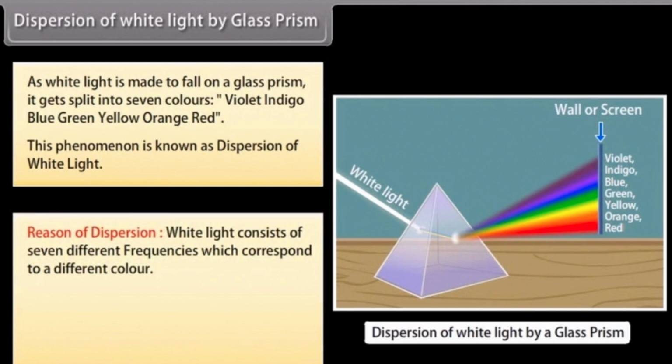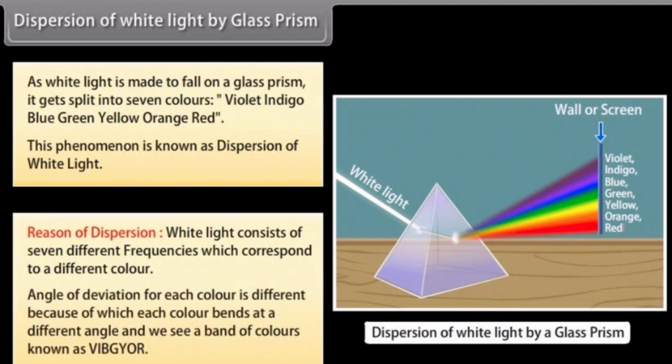Reason of dispersion. White light consists of 7 different frequencies which correspond to different colors. Angle of deviation for each color is different, because of which each color bends at a different angle, and we see a band of colors known as VIBGYOR.